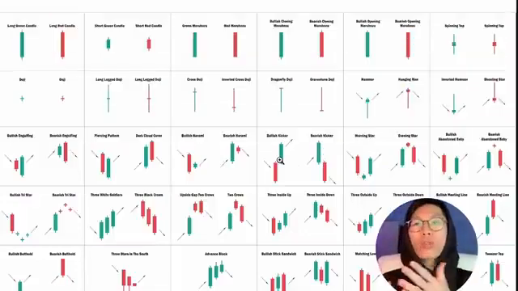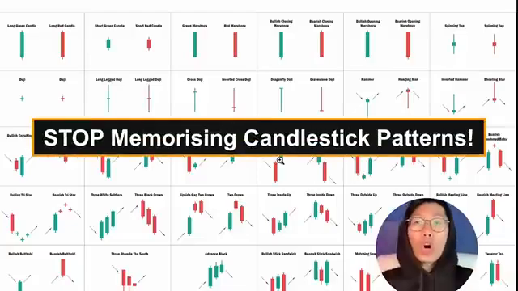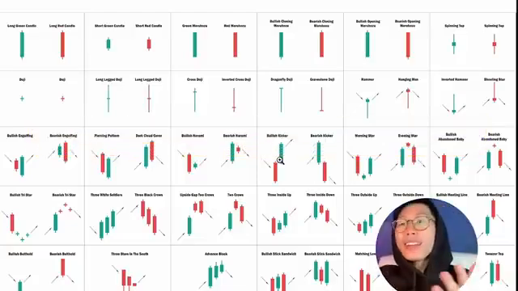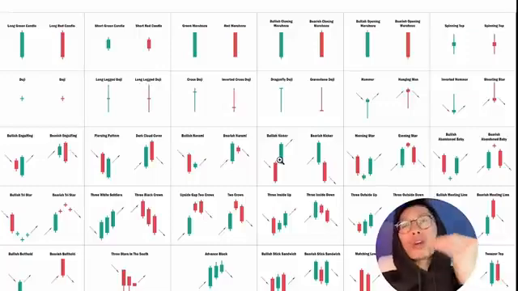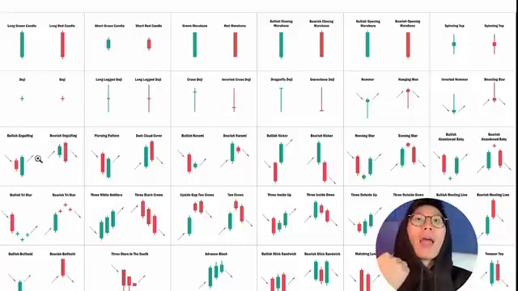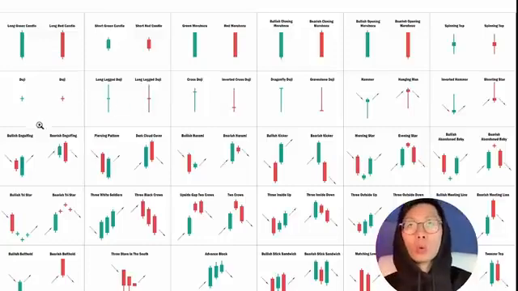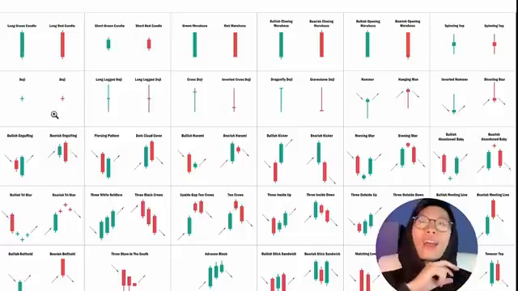I used to think that you have to memorize all the candlestick patterns to become successful at trading, but the truth is you do not need to memorize all the candlestick patterns. In fact, you only need to memorize 3 candlestick patterns. For me, my 3 favorite candlestick patterns are the bullish engulfing and the bearish engulfing, the morning star and the evening star, and then your third one would be the doji. Alright, so these 3 are my favorite candlestick patterns that I only memorize.